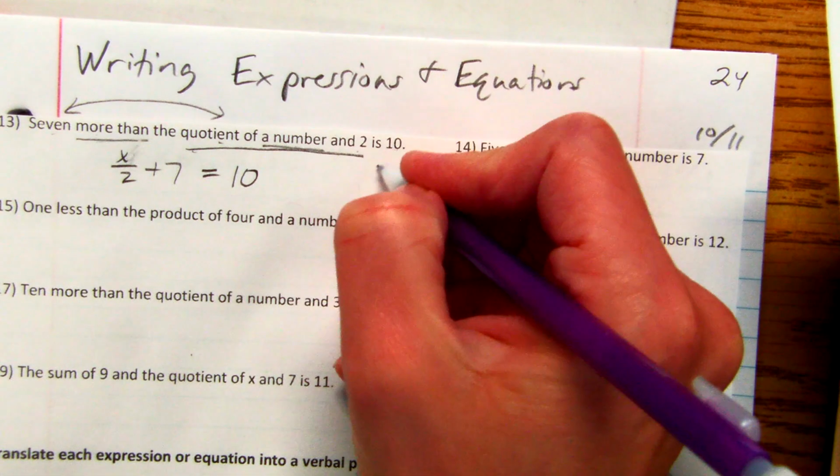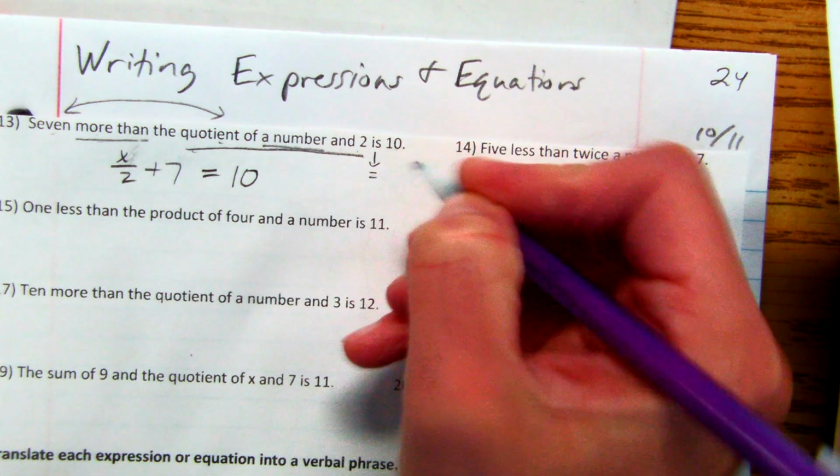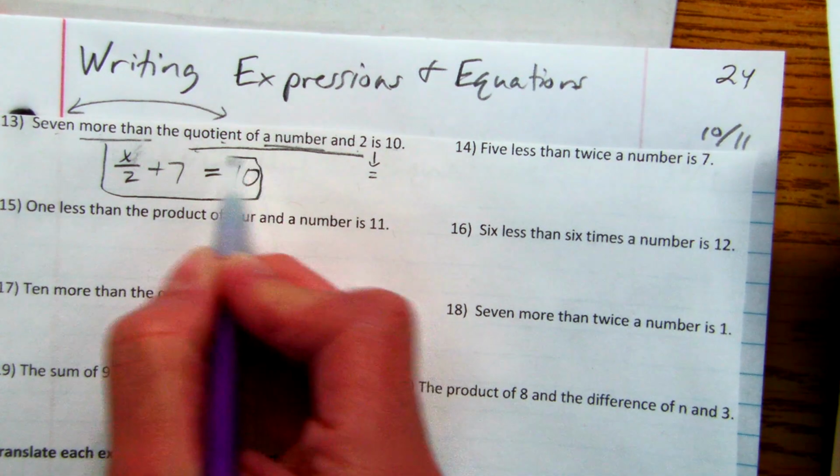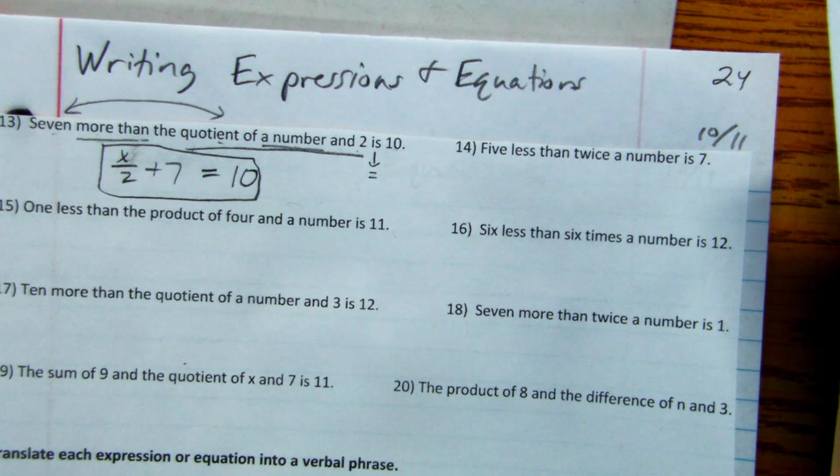And when you see is, that always means equals. And so that's the word you're going to see the most often when you're writing equations, but it could be other verbs. When we get into story problems, it could be is, was, were, has, have. All of those state of being verbs show up a lot.